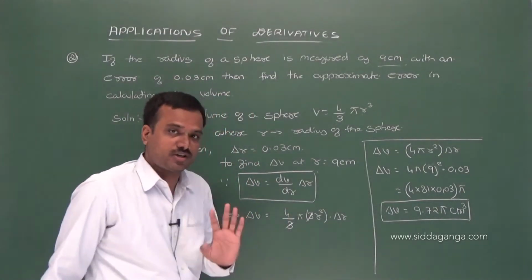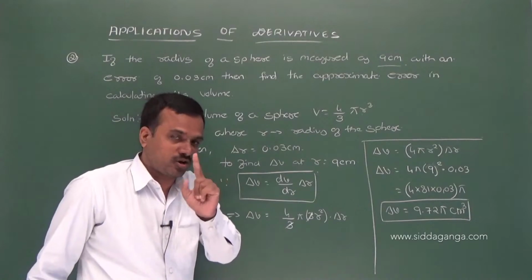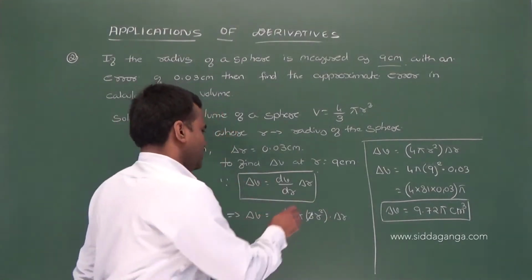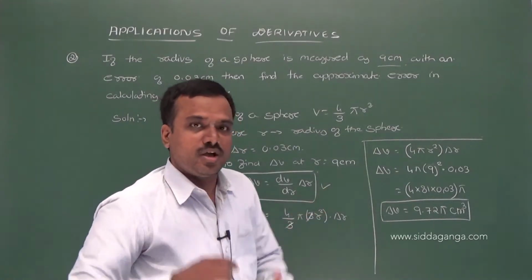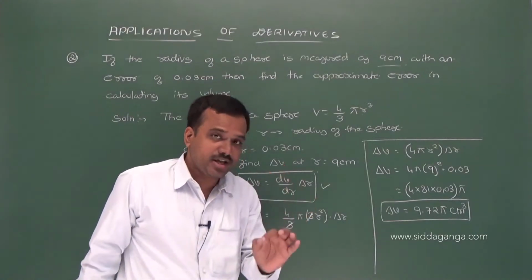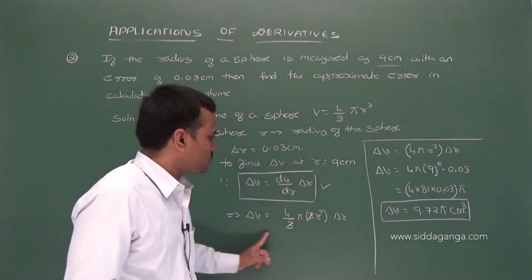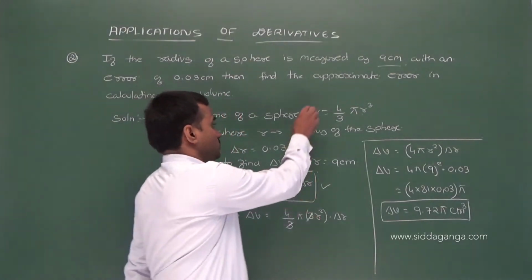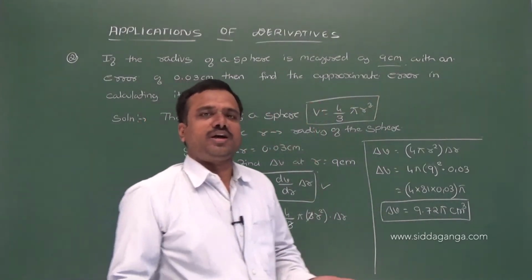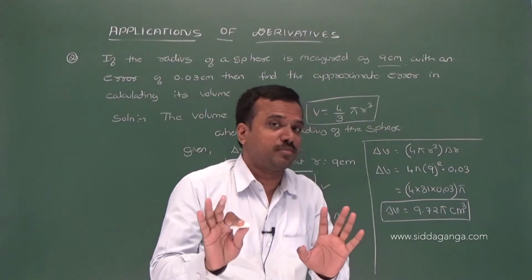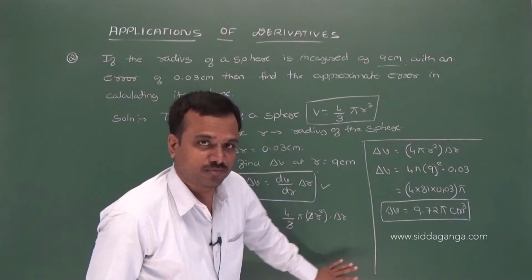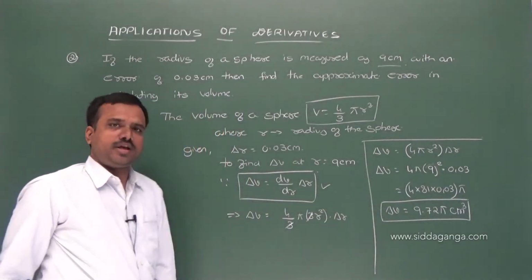See the problem first. Clearly you have to understand the concept. If you know the concept, it is a simple formula: delta y, approximate change in y, is equal to dy by dx into delta x. I use the formula. And the formulas of sphere, cube, rectangle, circle are all very important. If you know these things, you can easily solve the problem. Clearly observe the problem. Next problem.